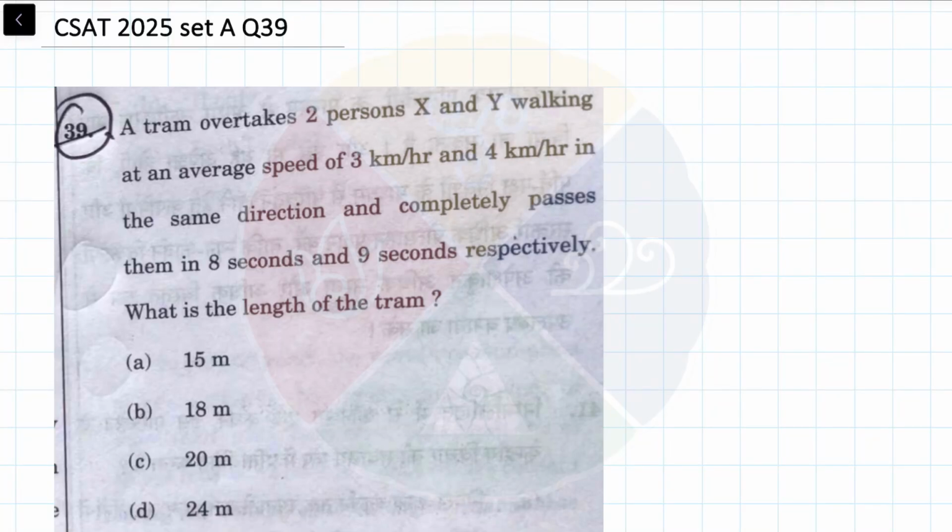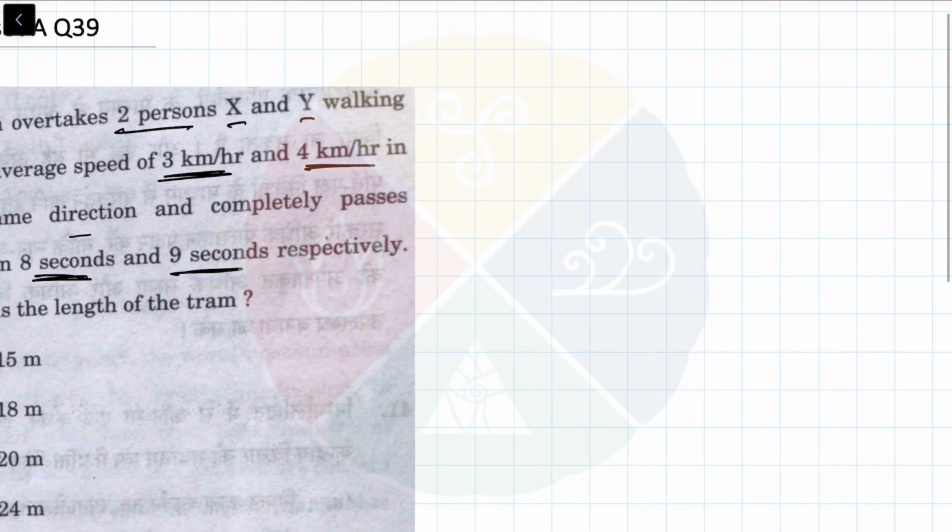Now this question is from speed and distance, the train problem. A tram overtakes two persons, X and Y, walking at average speeds of 3 km per hour and 4 km per hour in the same direction, and completely passes them in 8 seconds and 9 seconds respectively. What is the length of the tram?